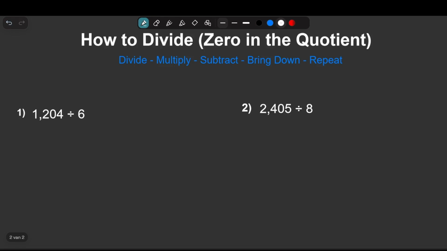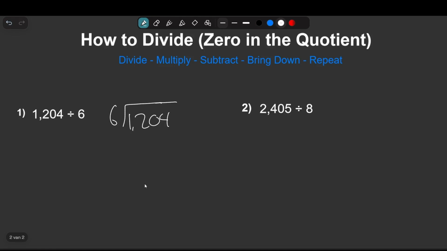1204 divided by 6. So the first step we're going to take, of course, is to set the problem up. So we're going to divide 1204 by 6. Write it down like this. As you can see here, I wrote down the 5 steps we're going to take to get to our final answer.